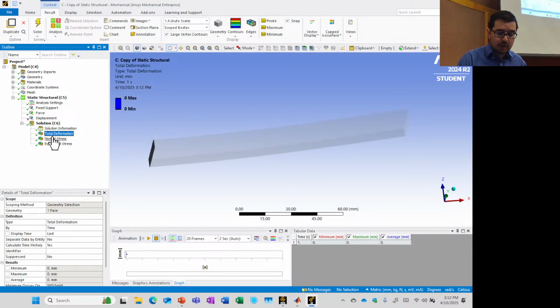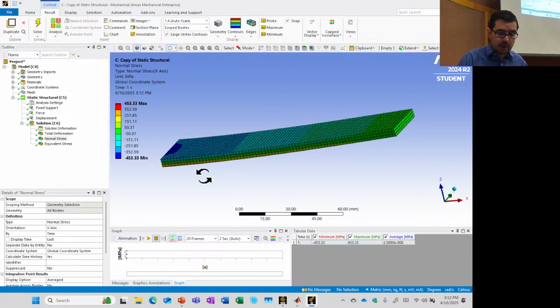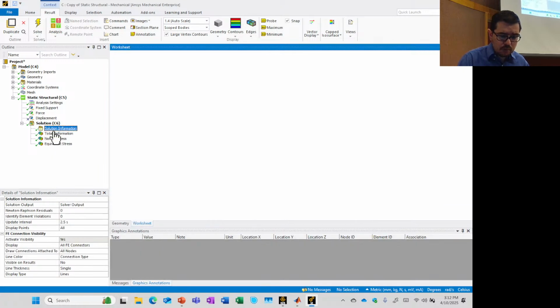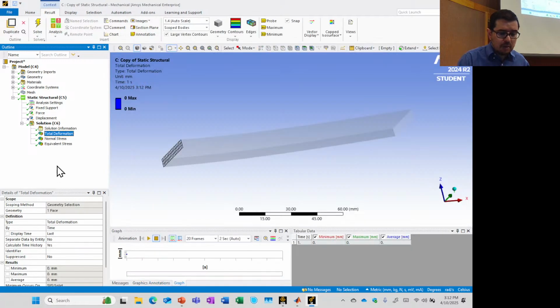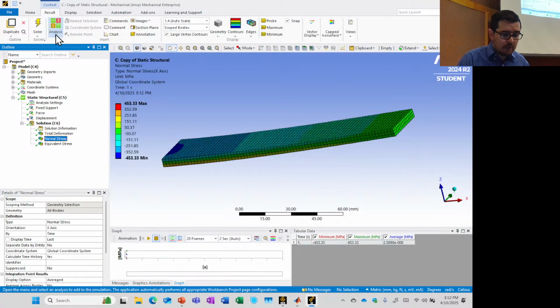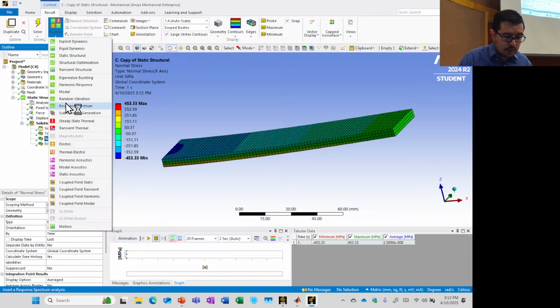Okay, and we can see, I'm not sure. Okay, the deformation, it's not coming out there, but the stresses are coming out. Not quite sure why that is having trouble here. Okay, well, but let's go ahead and we're going to add an analysis. Okay, and in this case, sorry.